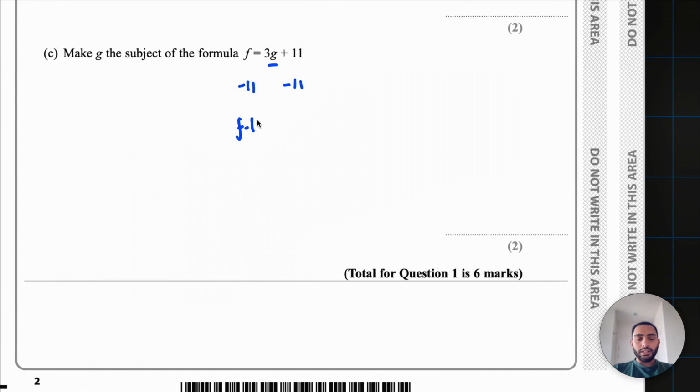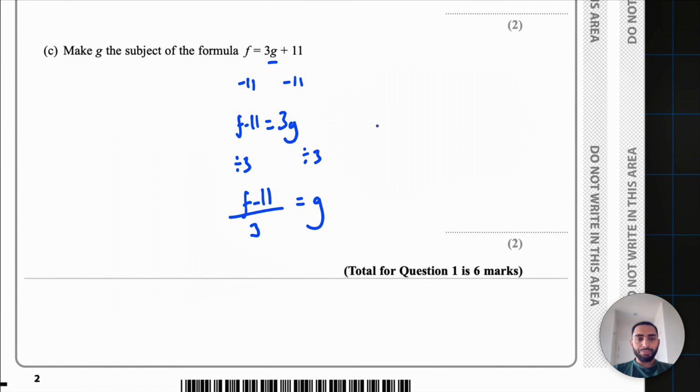So f minus 11 is equal to 3g. g is being multiplied by 3, so I need to divide by 3 on both sides. I can just write it all over 3. So f minus 11 all over 3 is equal to g.